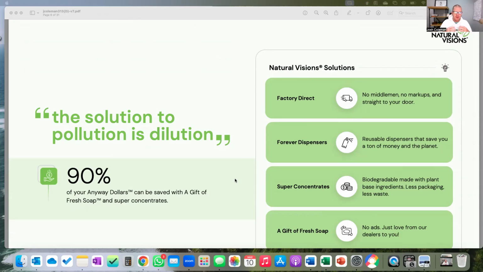So we came up with an opportunity and a program that allows us to use super concentrated product that allows your customers, your prospects, to save the earth one bottle at a time by using forever dispensers, right? And I skipped over factory direct. I'll get back there in a minute. But forever dispensers are dispensers that you guys can use over and over again so that you as a consumer don't have to pay for it again, right? Or your prospect as a consumer doesn't have to pay for it again.